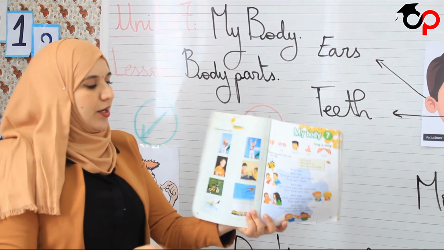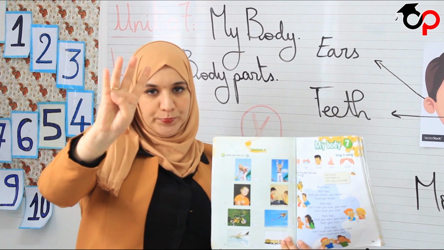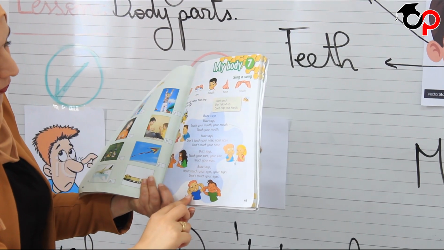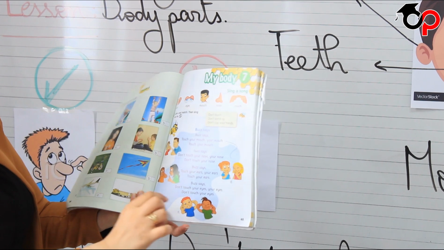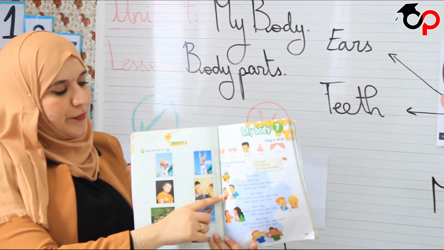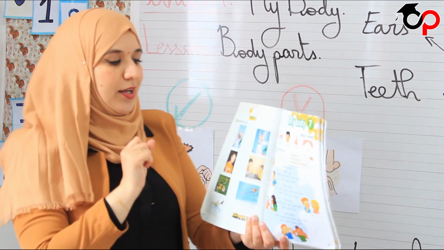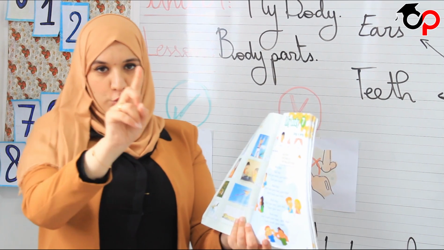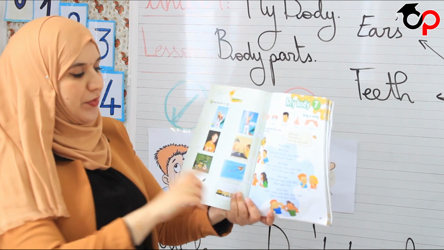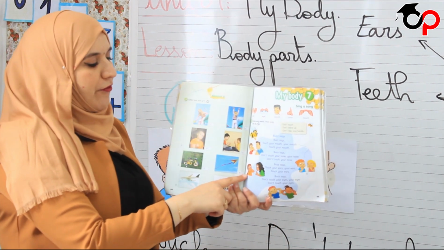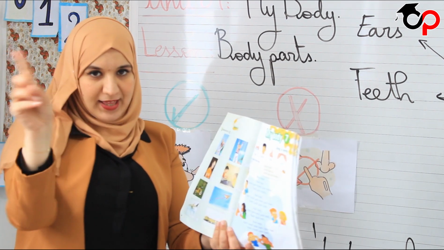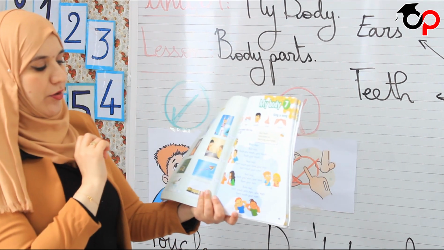So here, we have four pictures. Picture A, picture B, picture C, and picture D. Here we have a boy who is touching his eye and a man who's doing like that. Maybe he is his father. Picture B. We have a girl who is touching her nose and a woman who's doing like that. Maybe she's her mother.